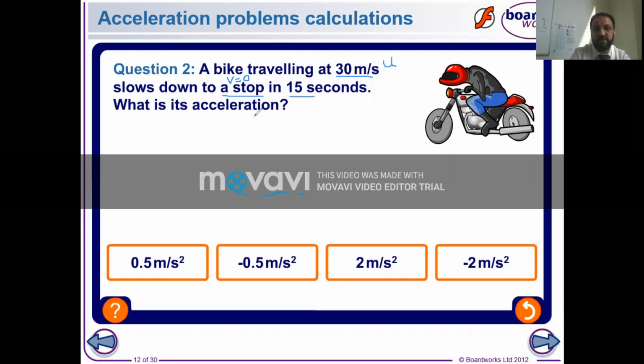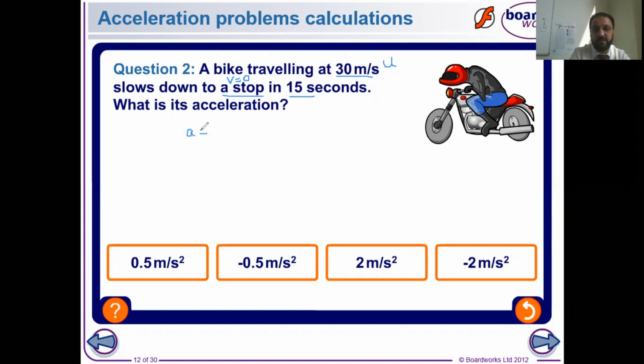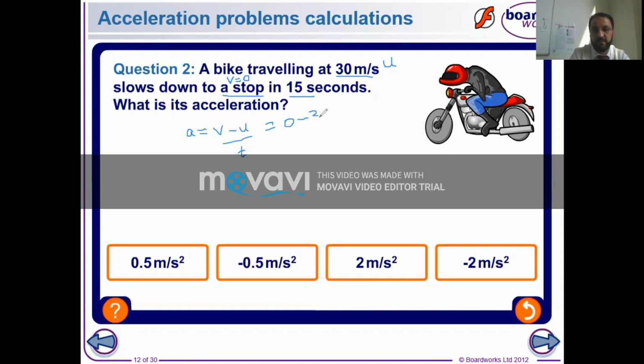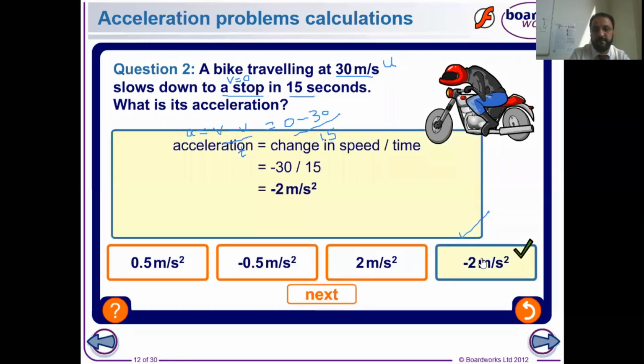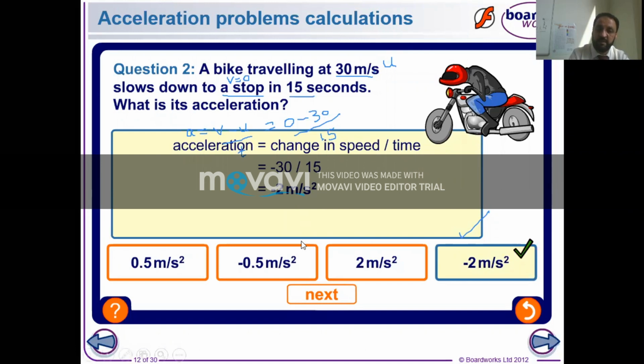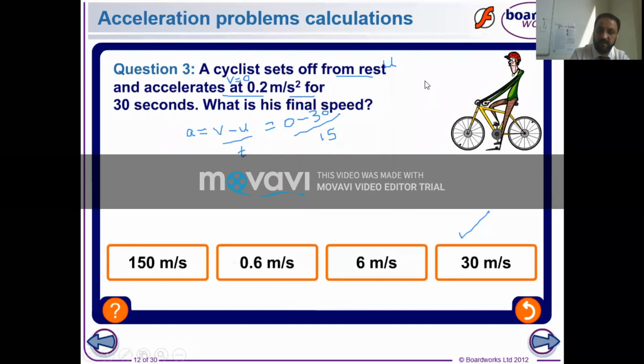So T is 15. So simple, you will write A equals to V minus U by T. So what is V? 0 minus 30 by 15. So it should be, see, minus 2. There are two, see, plus 2 and this is minus 2. So answer should be minus 2. Let's check the answers. Now you can see answer is minus 2 meter per second square. I hope it is clear now.